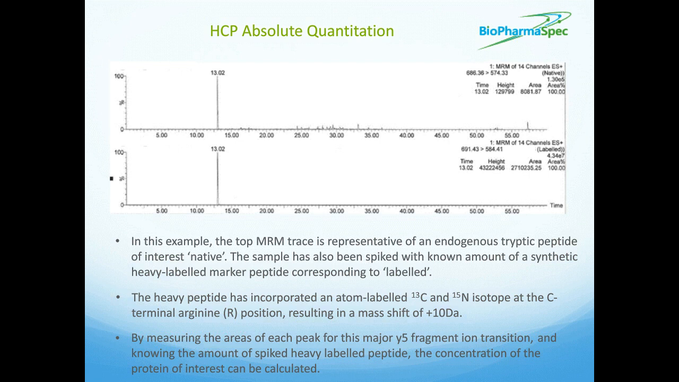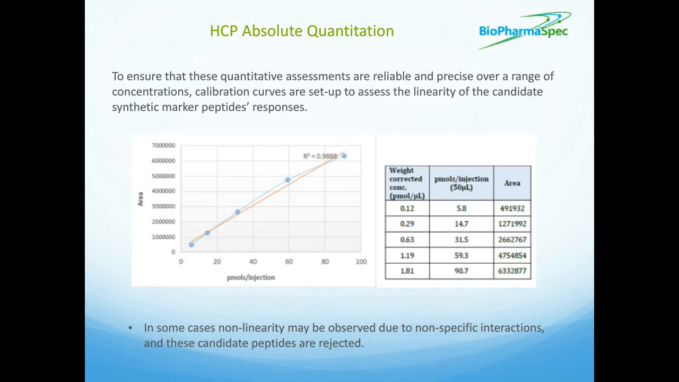Finally, to develop a robust method that is accurate over the concentration range for which proteins are under investigation, we create calibration curves for our standard peptides. In cases where there may be interference, for example, sample loss from non-specific hydrophobic interactions that give rise to nonlinear behavior, then we'll select different candidate peptides for a protein. And so for this reason, it's important to have several candidates per host cell protein.